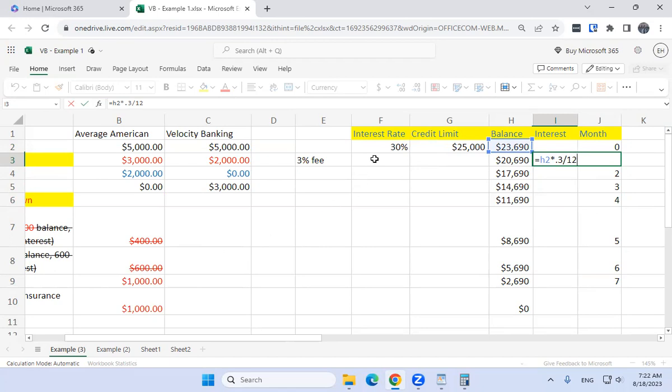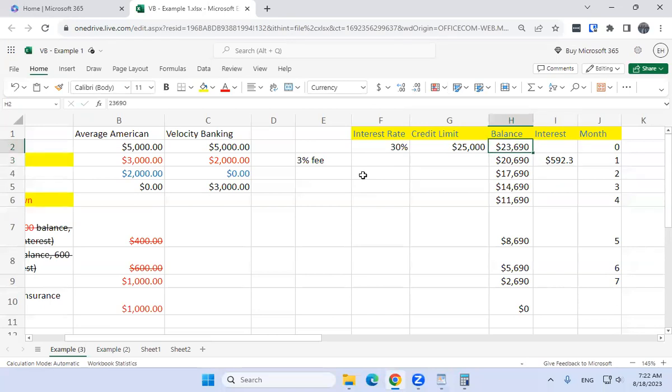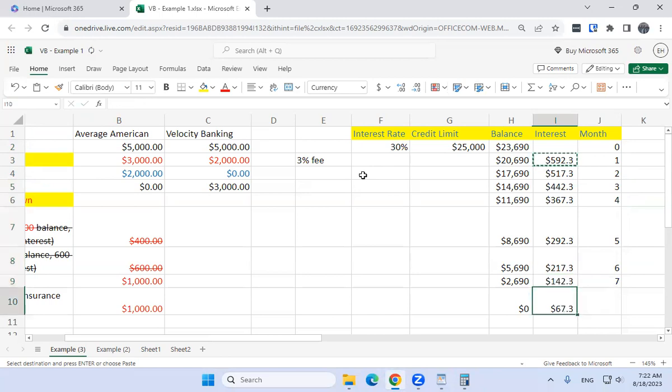People get confused when they're quoted an interest rate because that's an annual interest rate. And usually when the bank or the lending institution calculates the interest, it's the interest rate divided by the number of days and the average daily balance. So we don't have the average daily balance. We're just going to do monthly, so divide by 12. And we'll see that in the first month, we'll have to pay about $600 to use that credit card. So I'm going to go down here and copy and paste the formula.